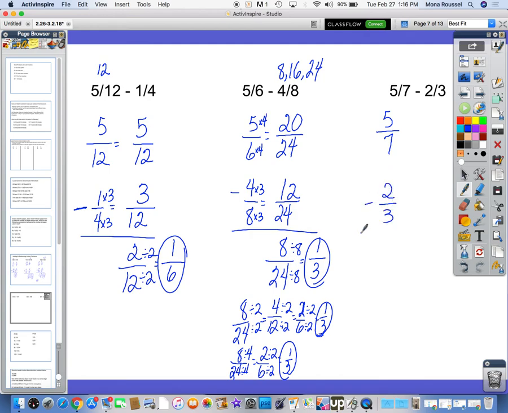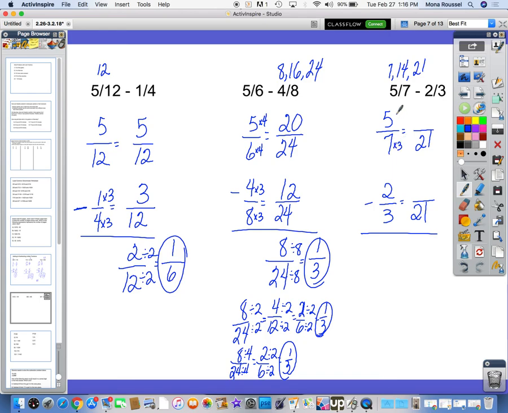Our last example here, we have 5/7 minus 2/3. We need to find the least common denominator for 7 and 3. So we list the multiples of 7. 3 cannot go into 7 evenly, so we go to 7 times 2, which is 14. 3 cannot go into 14 evenly. 7 times 3 is 21. 3 can go into 21 evenly, so 21 is the least common denominator.